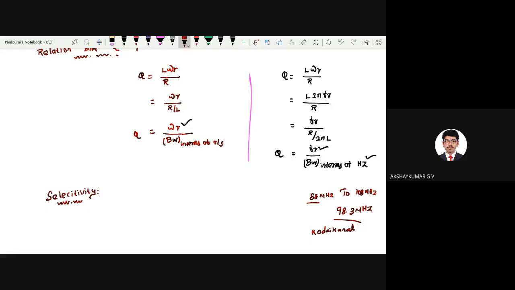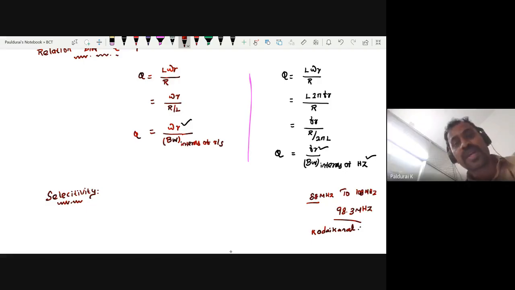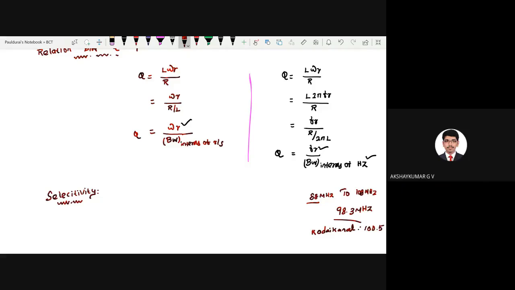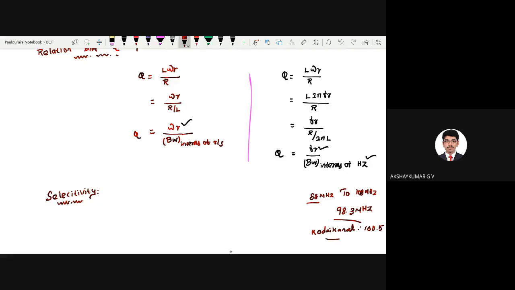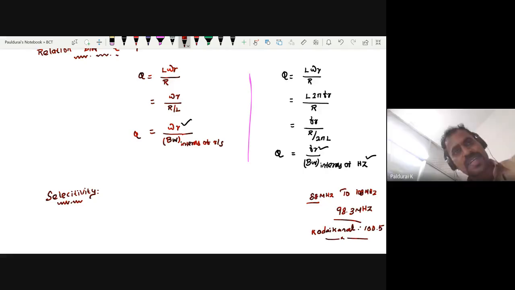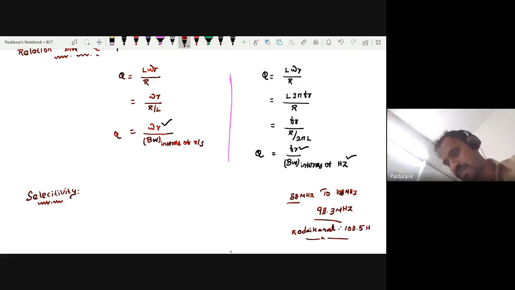Sir, 100.5, sir. Kodaikanal I'm speaking. That is Rainbow, 100.5. I think so, because 106.4 is allowed. Sir, it comes on the Madurai side, sir. 100.5, sir. 100.5. You're correct. 100.5 megahertz. Okay.